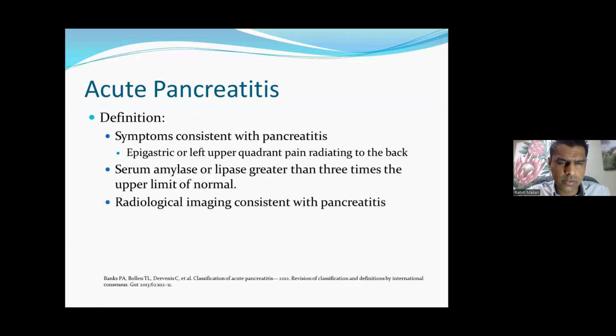So the definition of acute pancreatitis is you need 2 out of 3 of these. Symptoms consistent with acute pancreatitis, which is your epigastric pain, left upper quadrant pain radiating to the back. And then a laboratory test like your serum amylase or lipase, with the lipase being greater than 3 times the upper limit of normal. Or you can get radiological imaging that's consistent with pancreatitis.